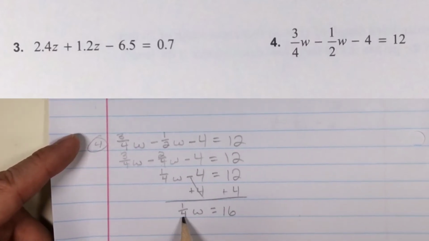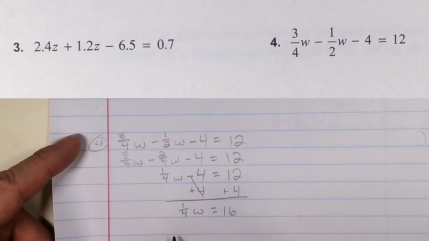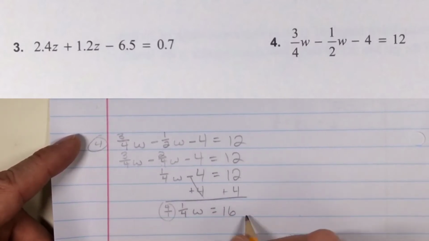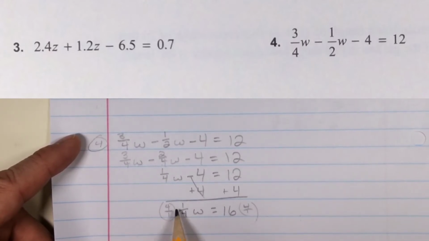To get rid of 1/4, remember we'll multiply by the reciprocal. The reciprocal of 1 over 4 is 4 over 1, or just 4. So I'll put the 4 over 1 next to it. These will cancel each other out, leaving us with just w. And 16 times 4 over 1, but 16 times 4 is 64.